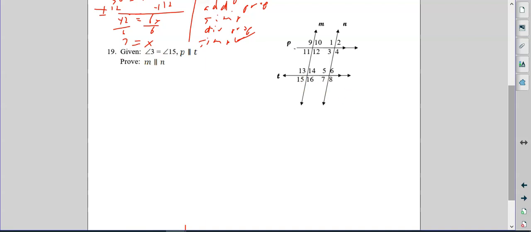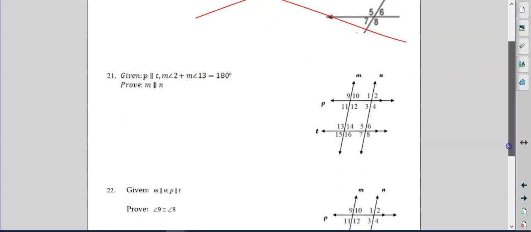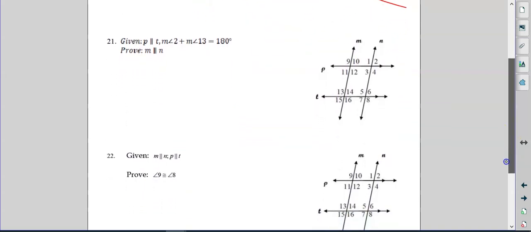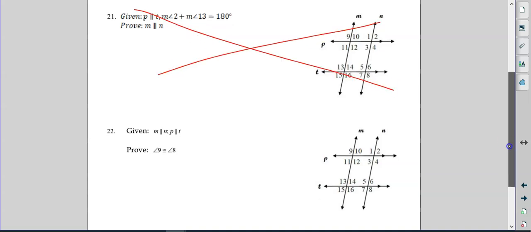Okay, we're going to skip this one. A little more complicated than it needs to be in preparation for the test. So for this one, we're going to skip this one also because, as you can tell, there is no angle 10. This got cut off, so we're just going to leave that one off there. And we're going to skip this one and just end up with 22.